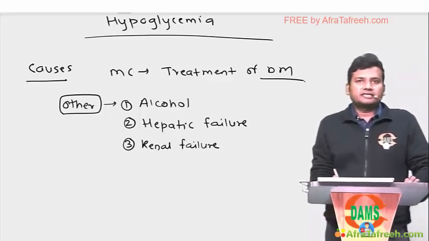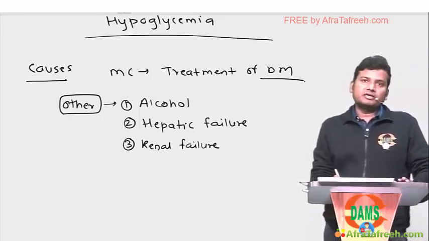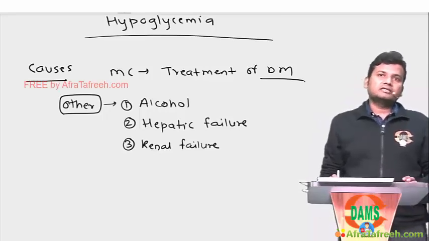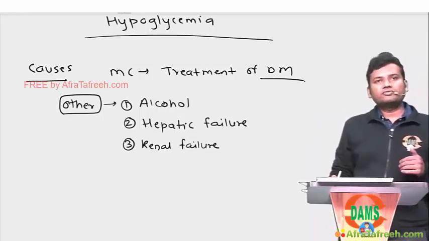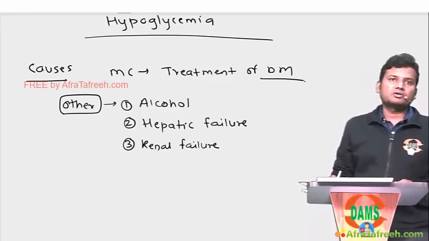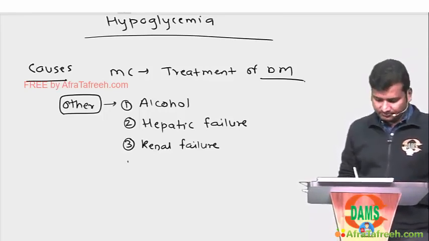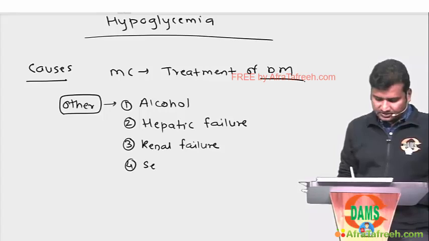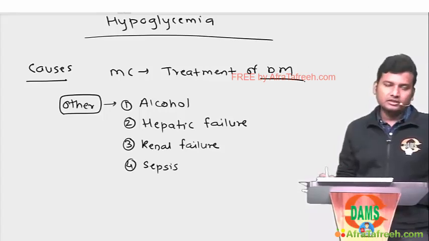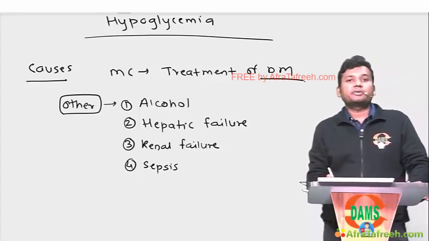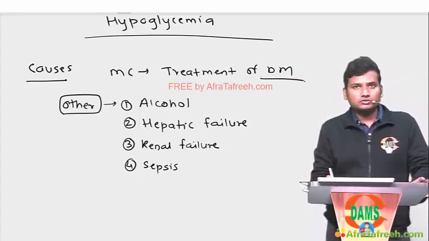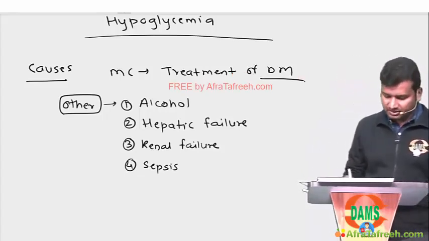Insulin is excreted by kidneys. If kidneys have failed, then insulin will remain in the blood for a long time and it will cause hypoglycemia. Sepsis: sepsis increases peripheral utilization of glucose, so it causes hypoglycemia.